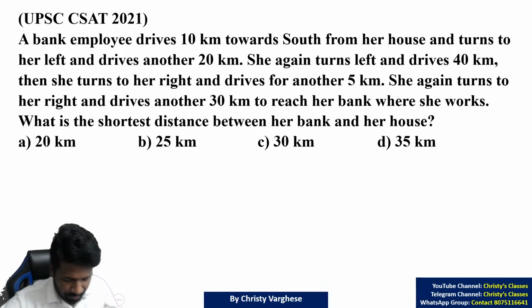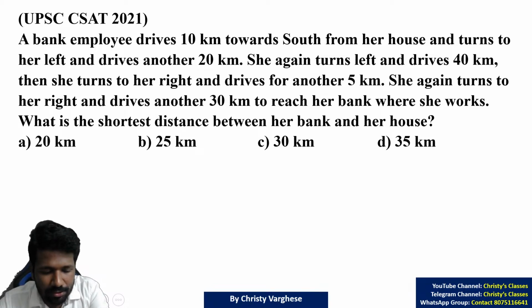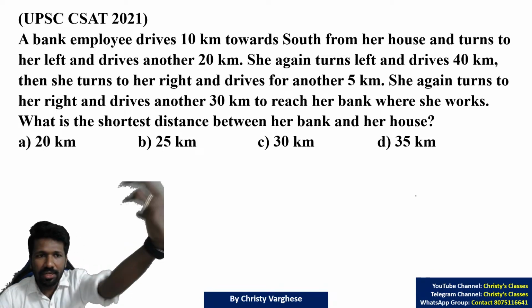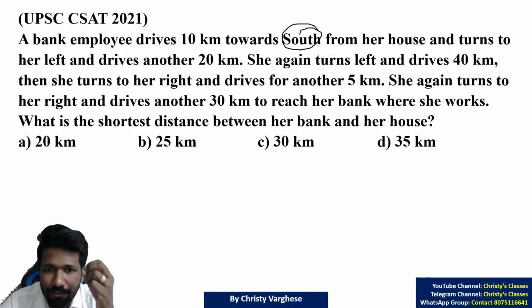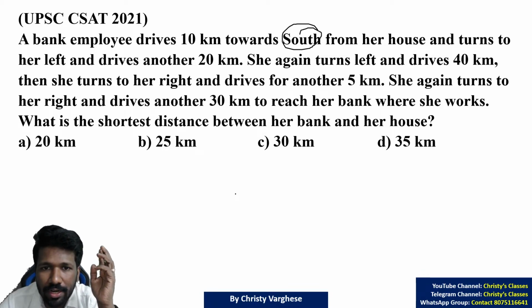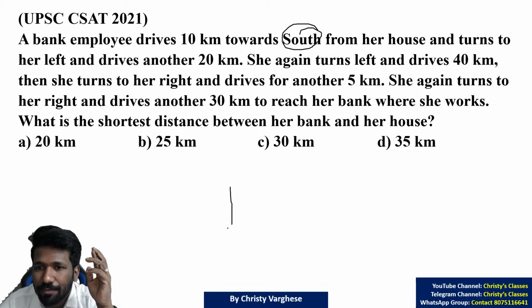Okay, so just like the previous question, you can do this. Let us represent: Bangalore drives 10 km towards south. So here the involvement of north, south, east, west is there. So those directions you have to use. 10 km towards south, so like this. Then from her house she turns to her left.